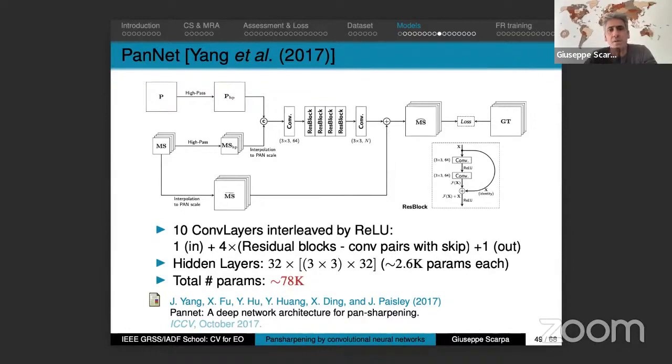This model, as well as the next ones, is still supervised, hence it requires the same resolution downgrade protocol to synthesize training samples.